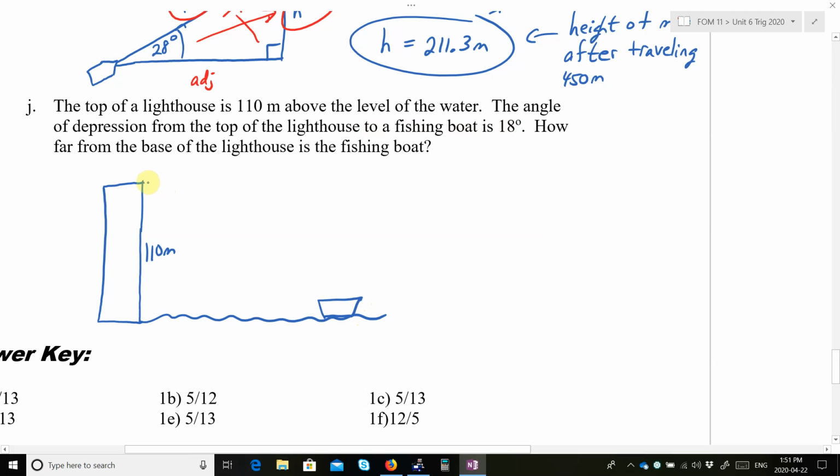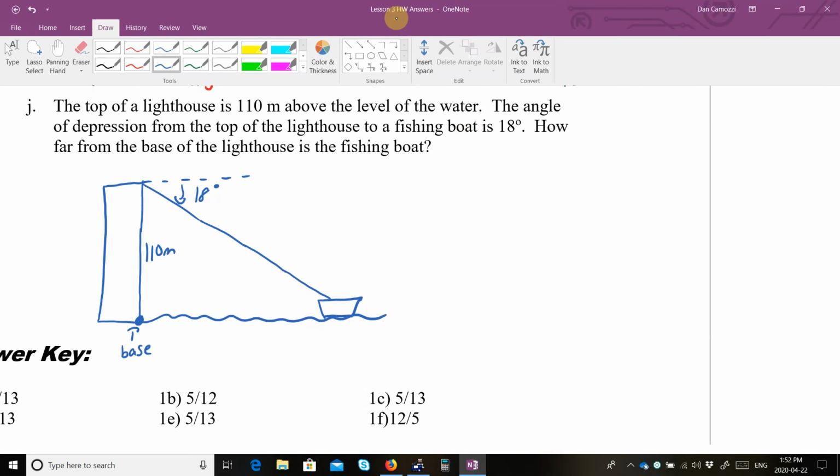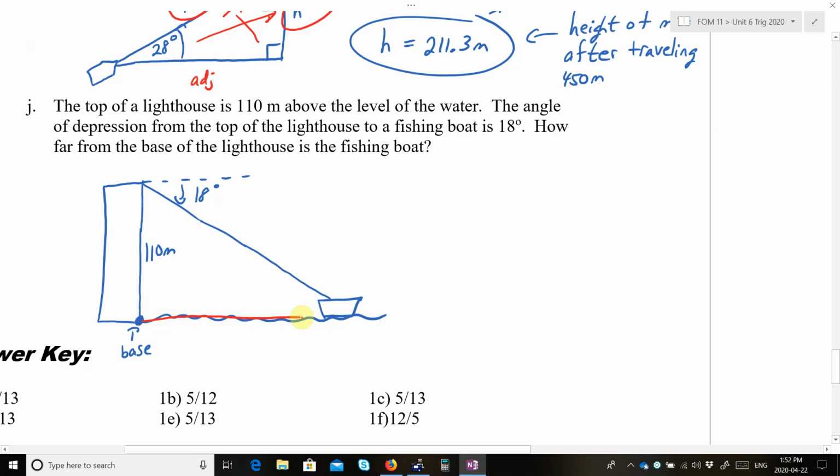The angle of depression from the top of the lighthouse to a fishing boat is 18 degrees. Okay, so remember the angle of depression is the angle that goes down from the horizontal to the object you're interested in. And so the angle of depression is right here, 18 degrees. And we want to know how far from the base of the lighthouse is the fishing boat. So remember that the base of the lighthouse is there, and we want to know what is this length x.